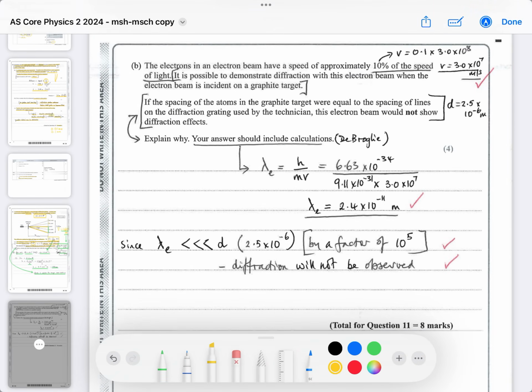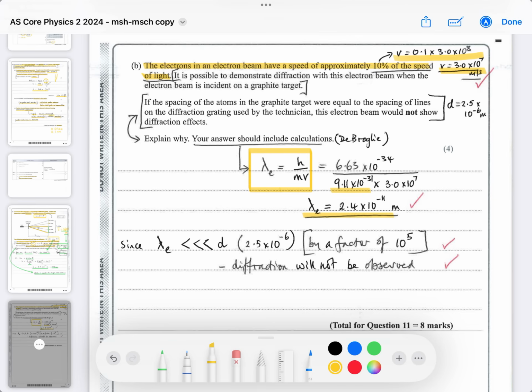Part B says that electrons in an electron beam have an approximate speed of 10% of the speed of light. We were given the speed of light, so it's 10% of 3.0 times 10 to the 8. So we know that these electrons have this speed. Whenever they're talking about that, it's often going to be de Broglie. De Broglie's equation is the wavelength of the electrons will be h divided by the momentum. The mass of the electrons is given to you on a data sheet, so you can calculate the wavelength to be 2.4 times 10 to the minus 11 meters. So one mark for getting the speed, one for getting the wavelength.